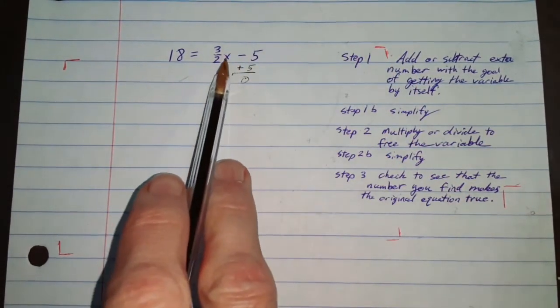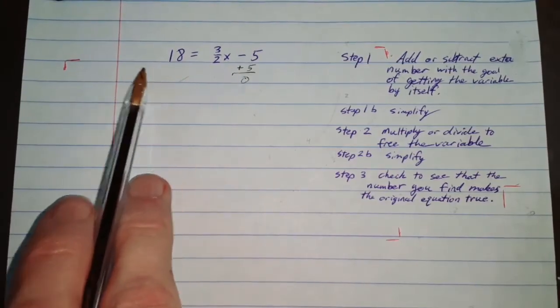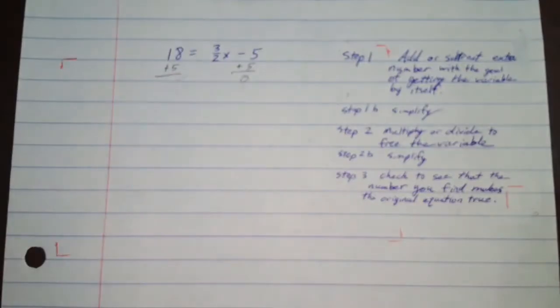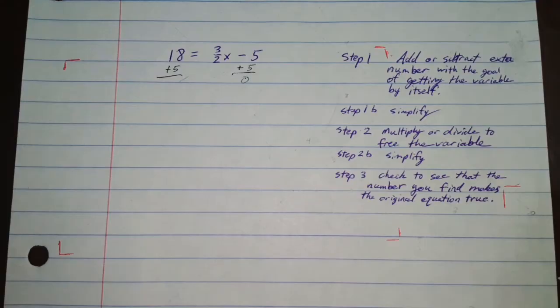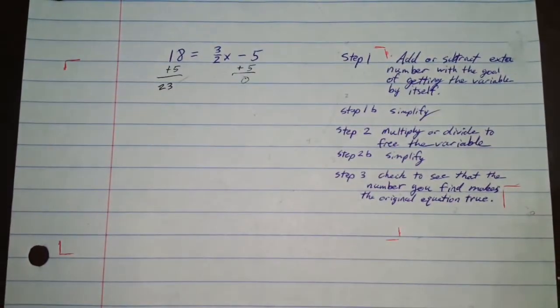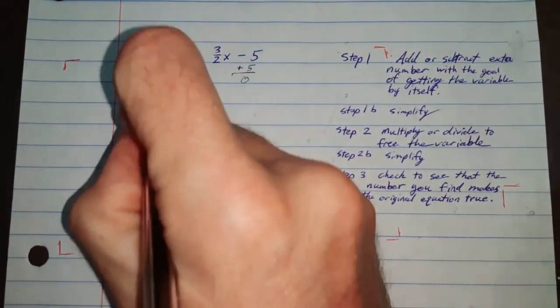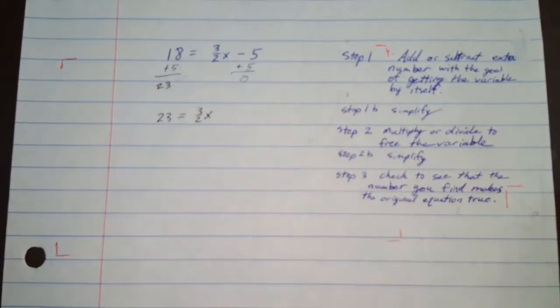But if I do something to this side of the equation, I'm going to have to do it to this side of the equation. So I'm going to be adding 5 over here. So I have 18 plus 5 is 23. And so I need to simplify this, clean it up a bit. So I'm going to have 23 equals 3 halves x.